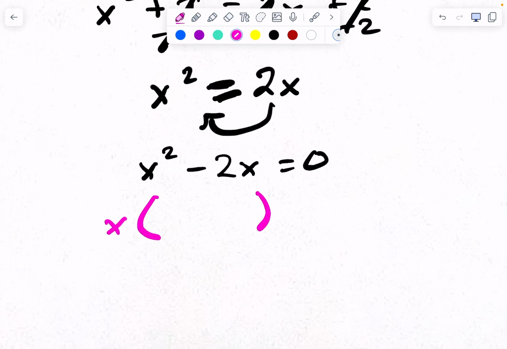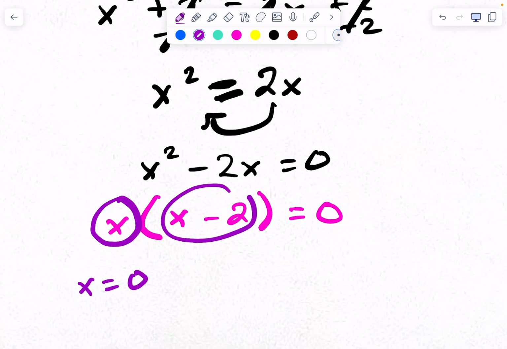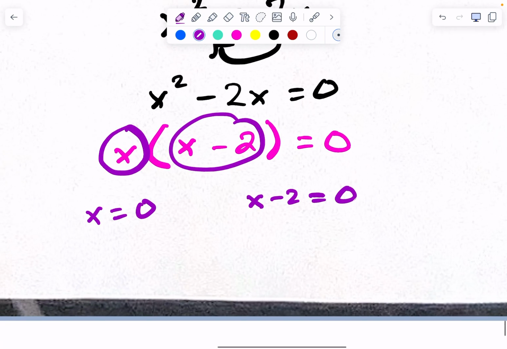If you take out an x, don't throw it in the garbage. If you take out an x, what's left over? x minus 2 equals 0. Now set this guy equal to 0, and I set this guy equal to 0. So what are my two answers? x equals 0 and x equals 2.